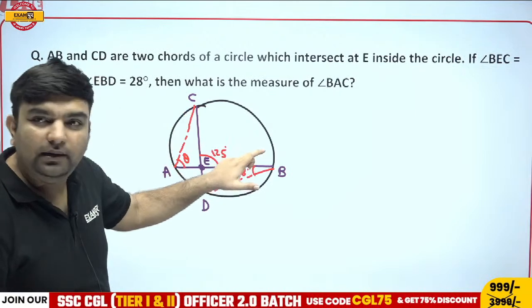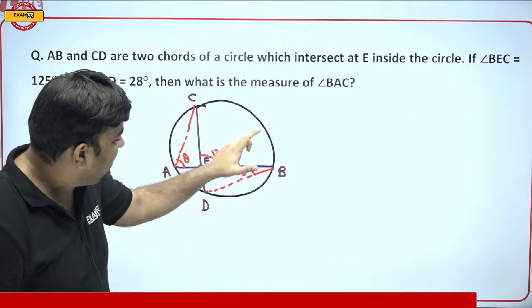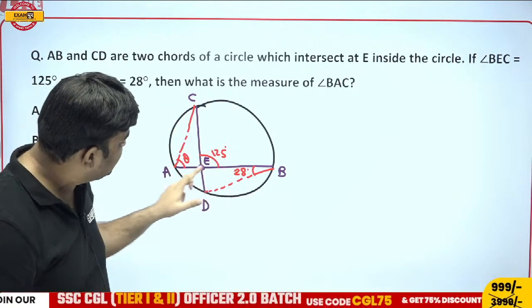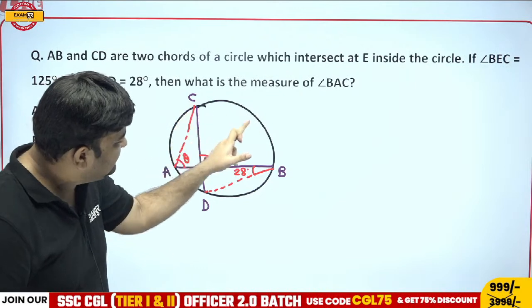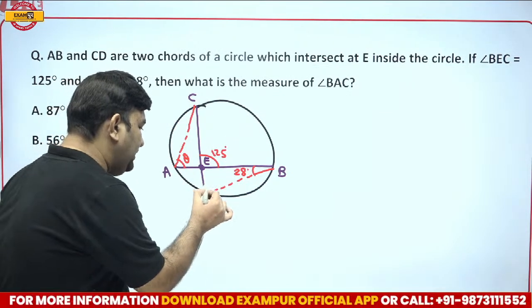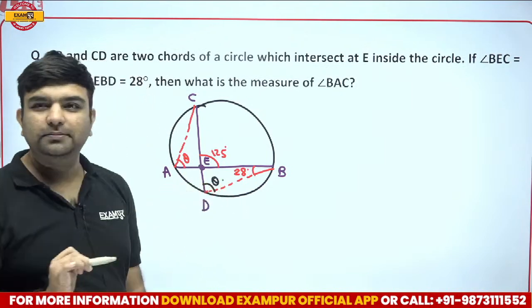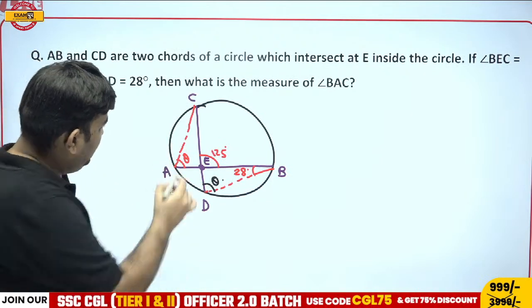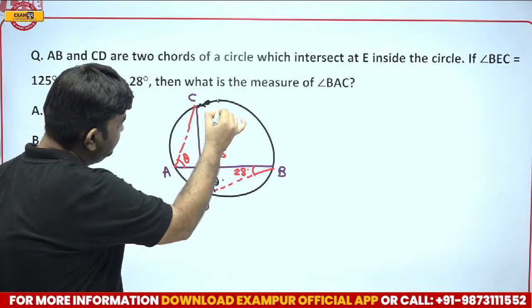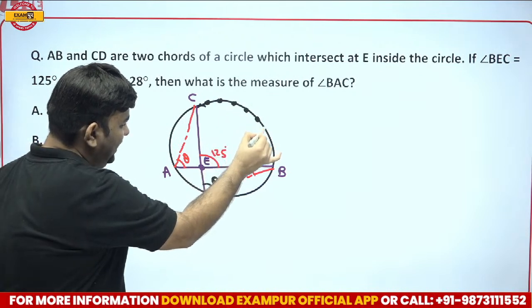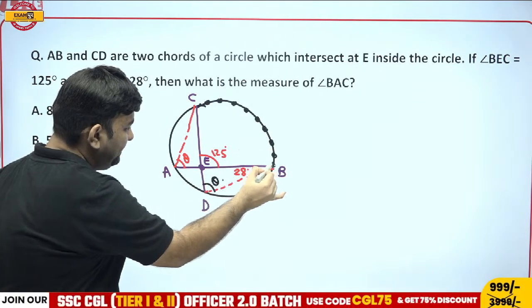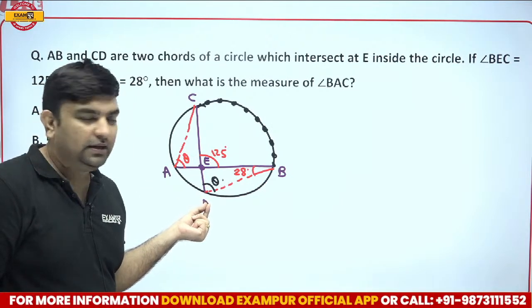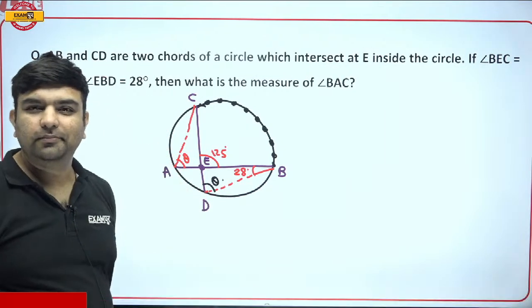This BC arc has subtended theta at A. So this BC arc will subtend theta at any other point on the circumference as well. If this BC arc has subtended theta at A, it will subtend the same angle at any other point on the circumference in the same major arc.